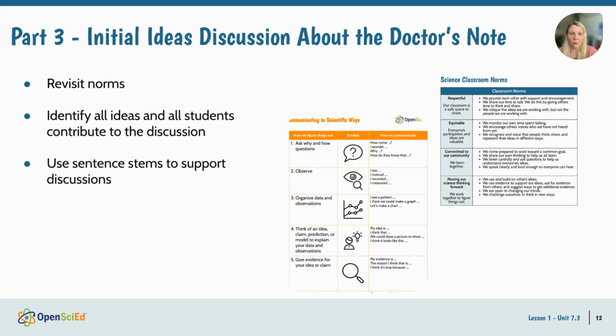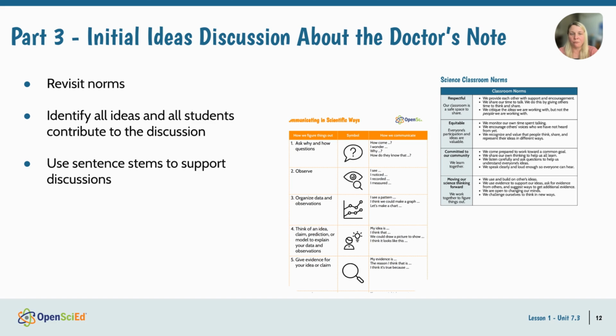The next key moment happens about halfway through day 1 during part 3, where the group has their first whole group discussion in Scientist Circle to discuss their ideas. This is a great opportunity to revisit your norms and have students reflect on what norm would be best for the goal of this discussion, which is simply allowing everybody an opportunity to share their initial ideas and see what similarities and differences they have in their thinking so far.